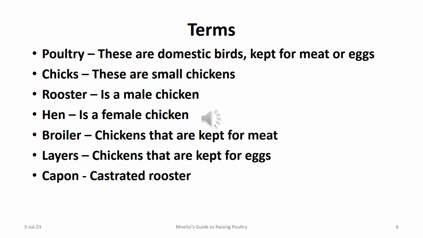Chicks. These are small chickens. Rooster. We are talking about a male chicken here. Hen. We are talking about a female chicken. Broiler. These are chickens that are kept for meat.